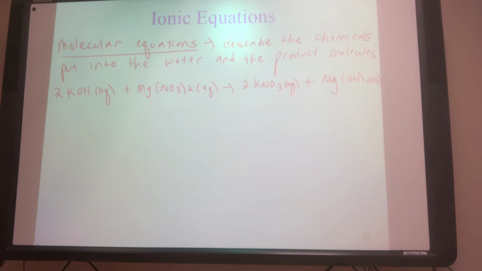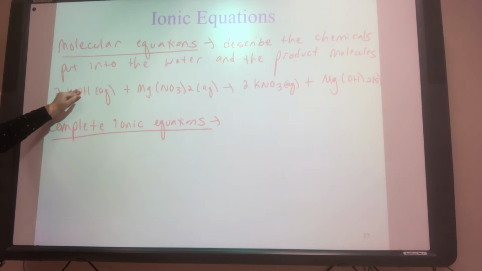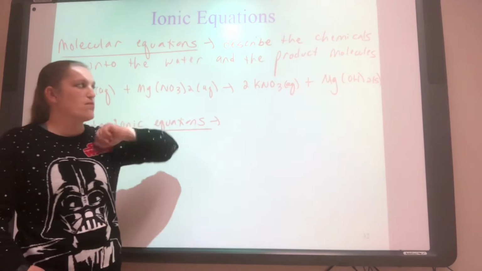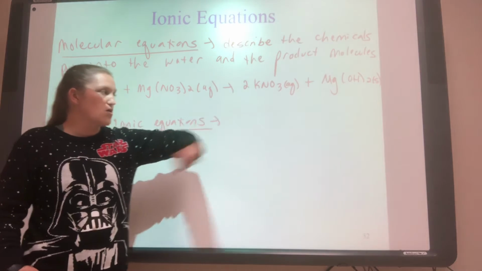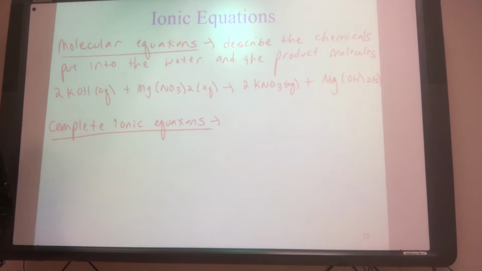Now the next type that you haven't seen are called complete ionic equations. Complete ionic equations are a little bit more detailed, and they are going to tell me a little bit more. All my molecular equation does is tell me that this was put in water, this was put in water, and these products were made. This is dissolved in water, that's a solid. But it doesn't really tell me what's happening at the molecular level. It's not actually giving me a lot of detailed information.